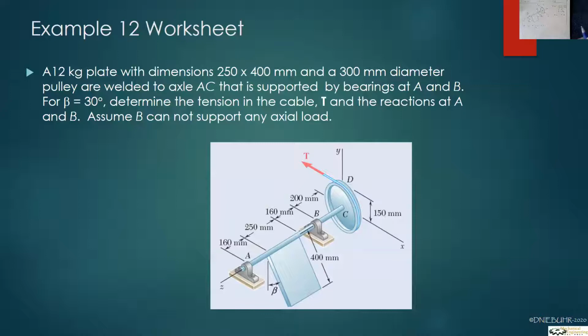So we know that B cannot support an axial load, and even if it could, there wouldn't be any. And you can probably see that because the tension T has no X component and no Z component, and the weight of that plate is only in the Y direction, so it has no Z component. So we're not applying any forces in the Z direction. So how are we going to solve this?